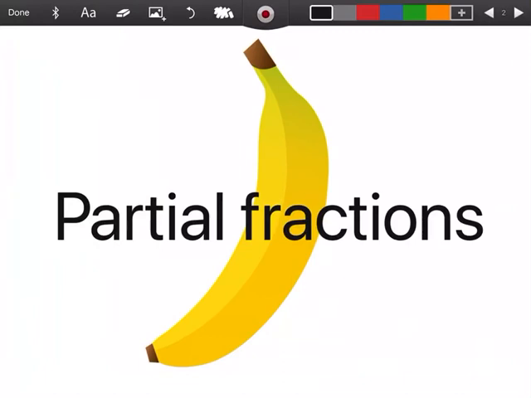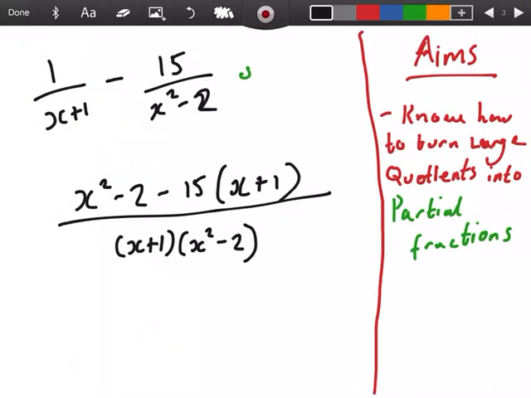So, partial fractions. Let's get straight on into it. Now, you'll remember from National 5, we learned how to transform these types of fractions into one big fraction. This time in Advanced Higher, we're going to learn how to transform these big quotients back into partial fractions. So the aim for this lesson, if you look to the right, is to know how to turn large quotients into partial fractions. Very simple stuff.